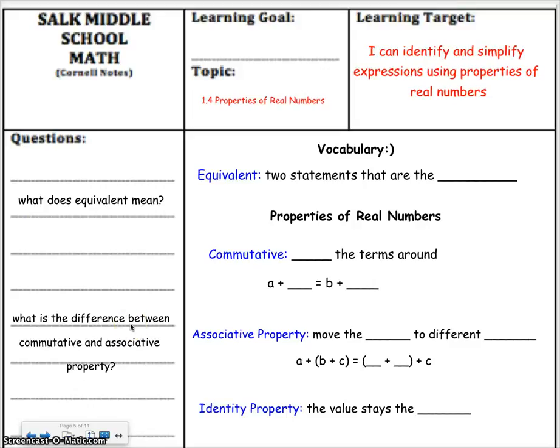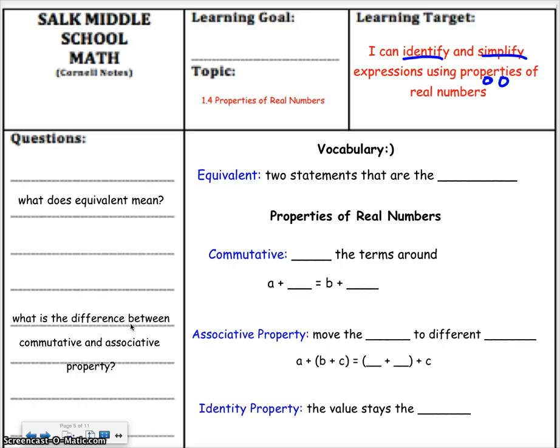All right, we're moving on to properties of real numbers. Remember, real numbers can be rational or irrational. Rational numbers can be broken down even more into whole, natural, and integers. So all real numbers can follow properties though. Your learning target today: you can identify and simplify expressions using properties of real numbers. That's what we're going to be able to do today.